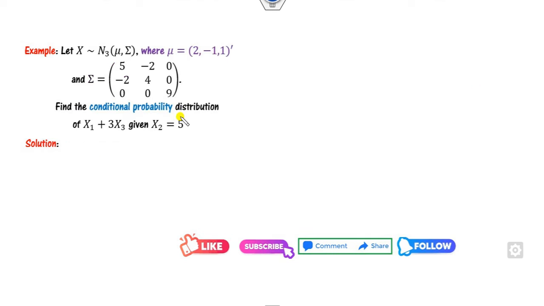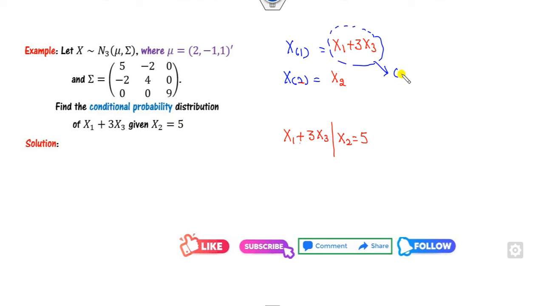Okay, look at this another number. Find the conditional distribution of x1, x2 given this condition. x2 is my 5. So definitely this number will be my here, and this number will be x1 plus 3x3. Now this is a slightly different question. It means your first target is to find the covariance matrix and the mean of this number.